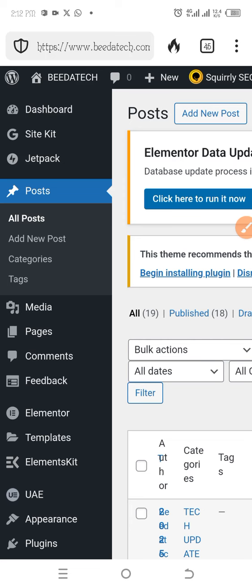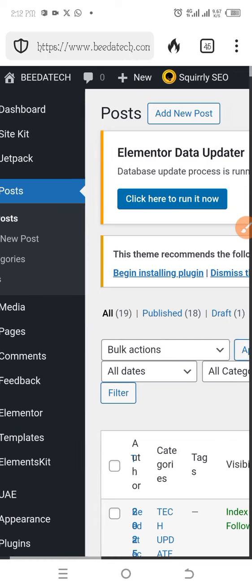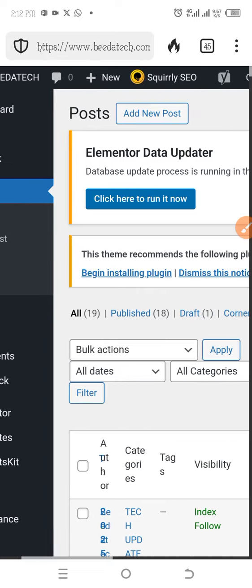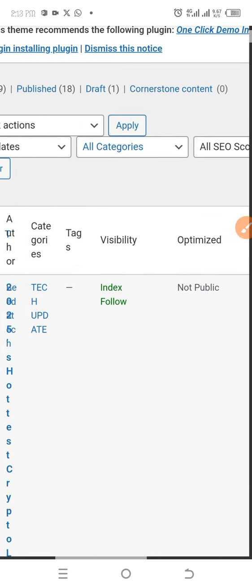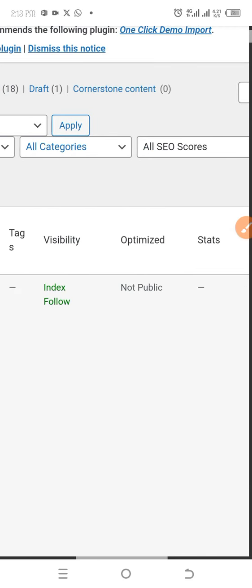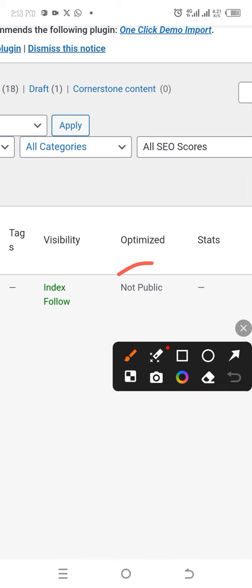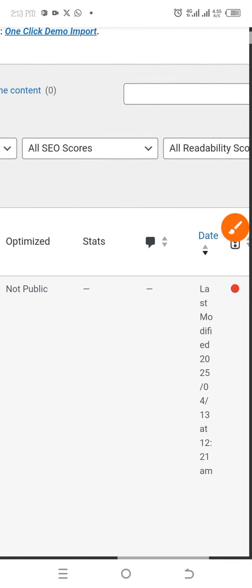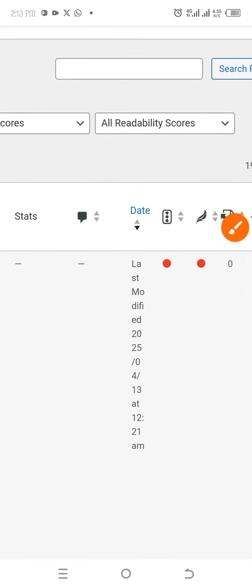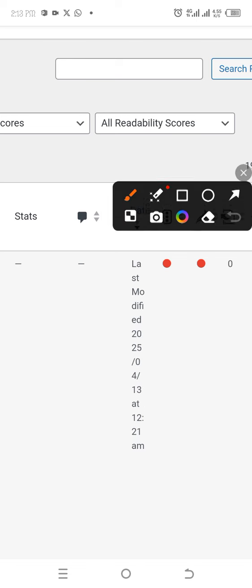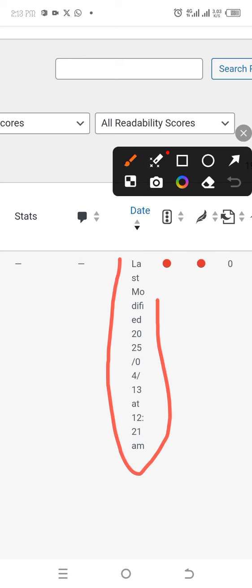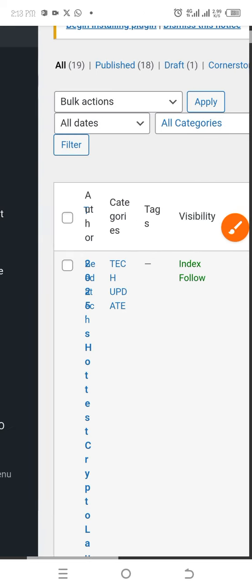So as you can see, this is the back end of my website, and this is the IDO tutorial. Look at this. It's not actually public yet. I'm still writing it. The last modification was today at around 12:21 a.m., which is at night.